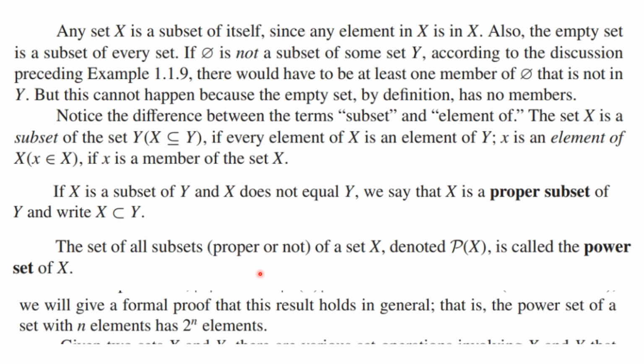The set of all subsets, proper or not, of a set X, denoted script P of X, is called the power set. Now, let's suppose X has n elements. Then each one is independently either in a given subset or not in the given subset. So, and we'll talk about this later, the power set of a set with n elements has 2 to the n elements. Every element is either in or not in the set.